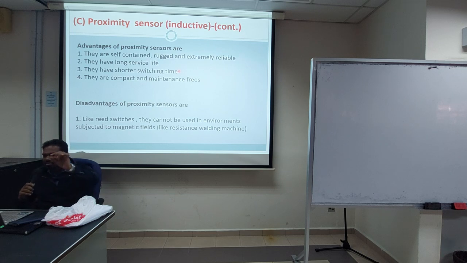Compact means you look at the things on the production line. The proximity switch is small, it's not too big. So the disadvantage of proximity sensors is that, like reed switches, they cannot be used in environments subjected to magnetic fields, like resistance welding machines. Since it detects based on the material type, if the production line area has magnetic fields, or from other machines, it will disturb the detection.